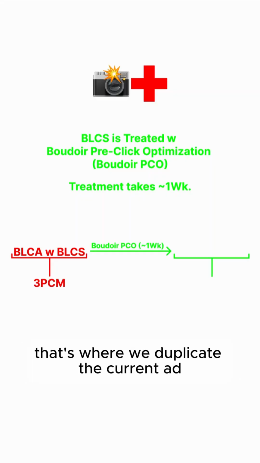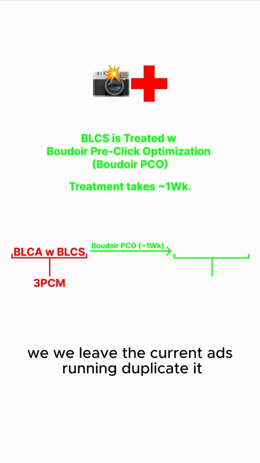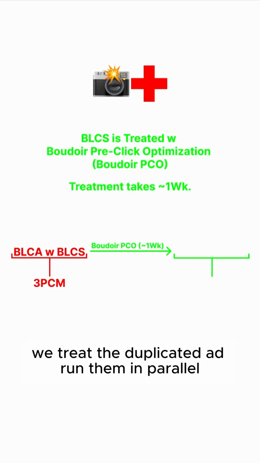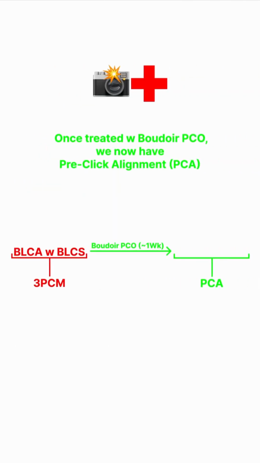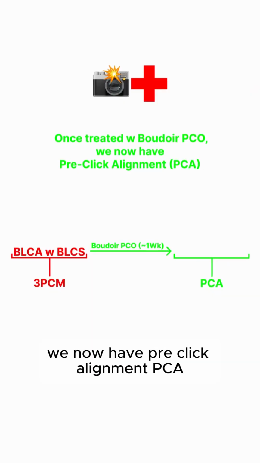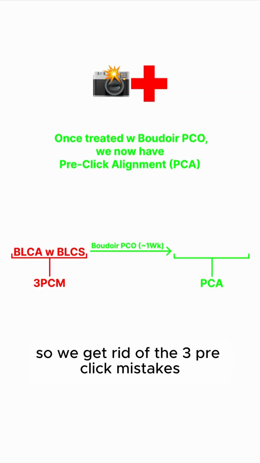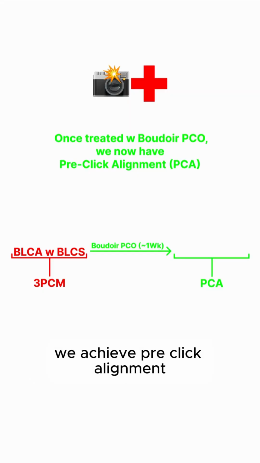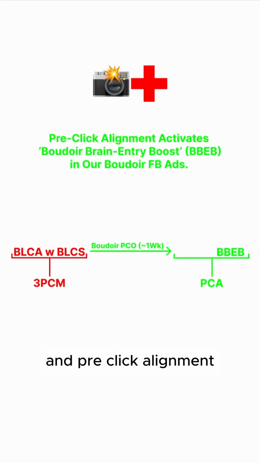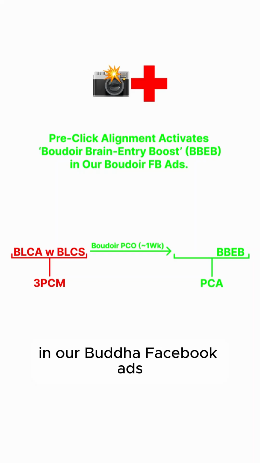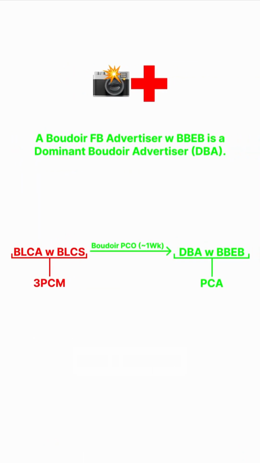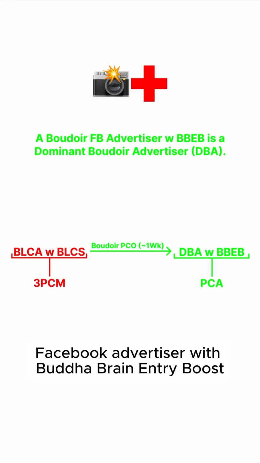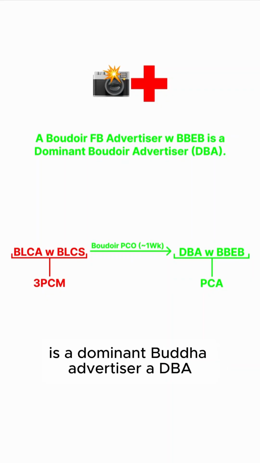And that's where we duplicate the current ad. We leave the current ads running. Duplicate it, we treat the duplicated ad, run them in parallel, keep whichever one running at the end has the better metrics. Now, once treated with Boudoir Pico, we now have pre-click alignment, PCA. So we get rid of the three pre-click mistakes. We achieve pre-click alignment. And pre-click alignment activates Boudoir brain entry boost in our Boudoir Facebook ads. So basically, we got our unique CTR all above 6%. And a Boudoir Facebook advertiser with Boudoir brain entry boost is a dominant Boudoir advertiser, a DBA.